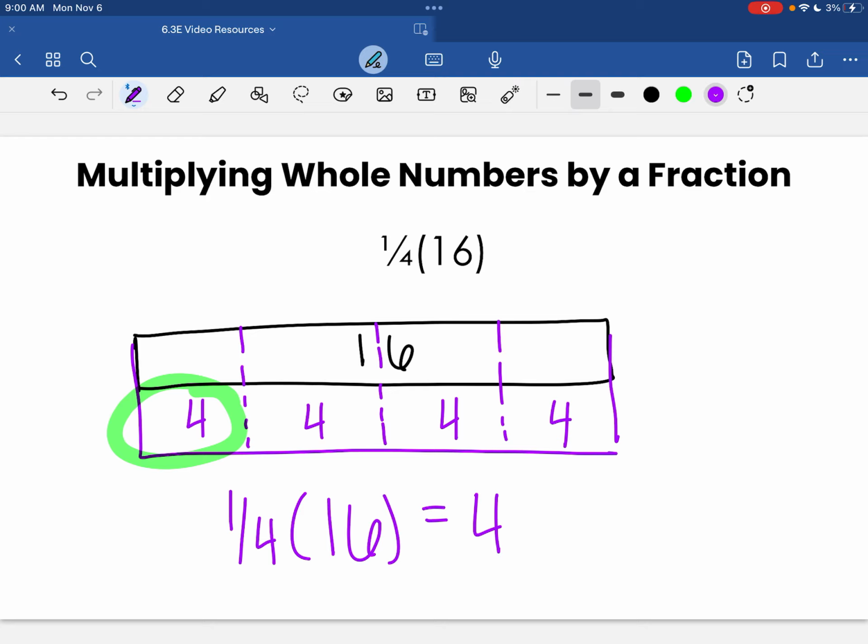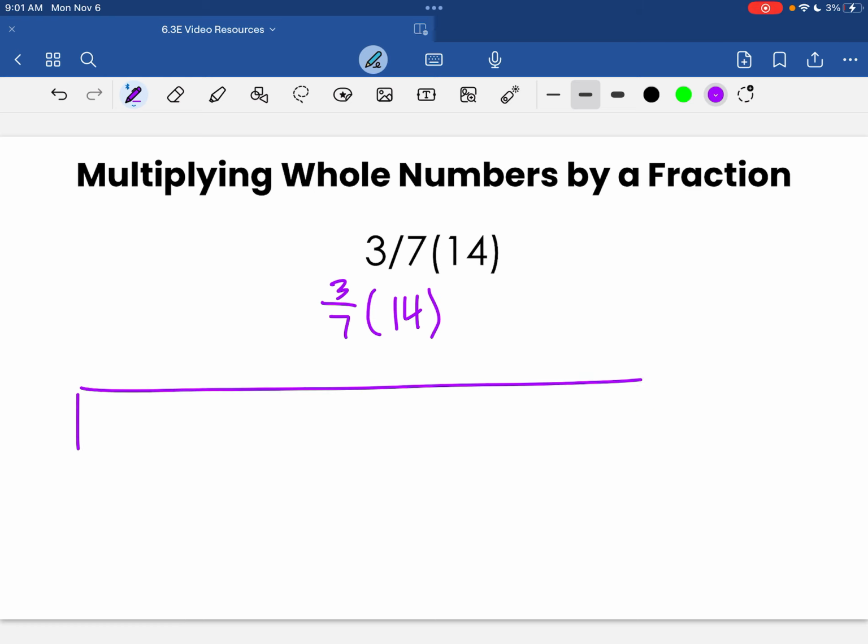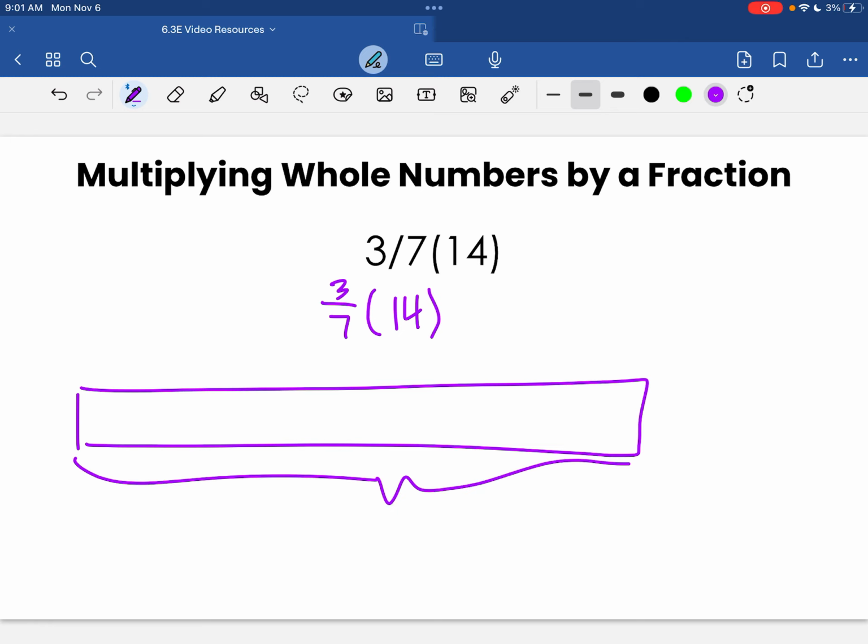Okay, let's look at another one. Now I have 3/7 of 14. And now this one's a little different because notice the fraction in the front does not have a numerator of 1 now. So I'm still going to represent my whole, which is the 14, with a big strip diagram like this. But I only want 3/7 of it.